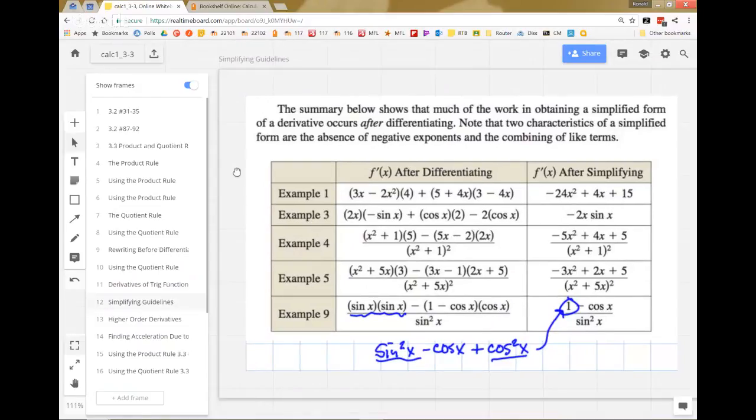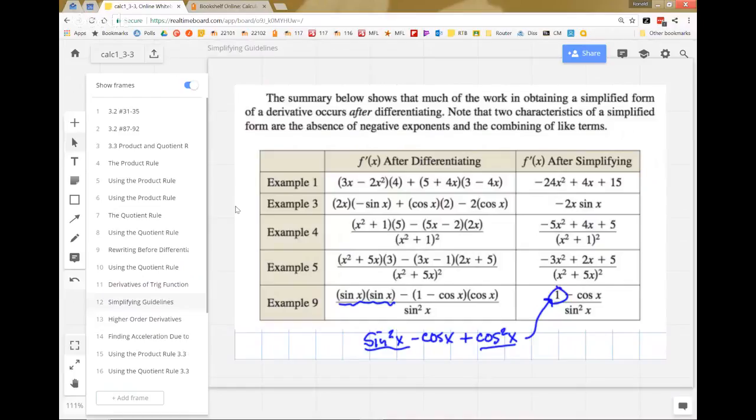Okay, simplifying guidelines. This has nothing to do with derivatives now. This is saying, after you're done doing your derivative, get things simplified. This is advice from the book, so that when you look in the back, the answers most likely will be the ones you find there. In example 1, after you took the derivative, if you get this, you can just do the algebra, multiply those out, and bring it together so it looks like this. So multiply things out and gather like terms.